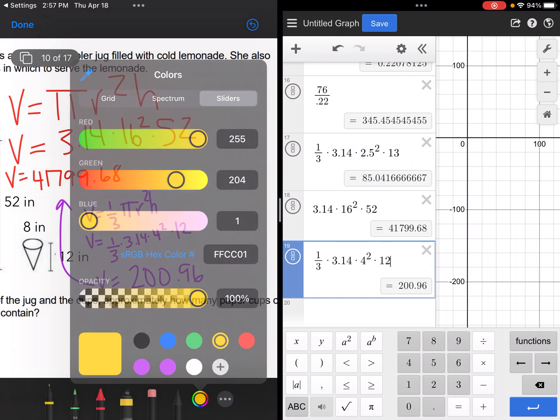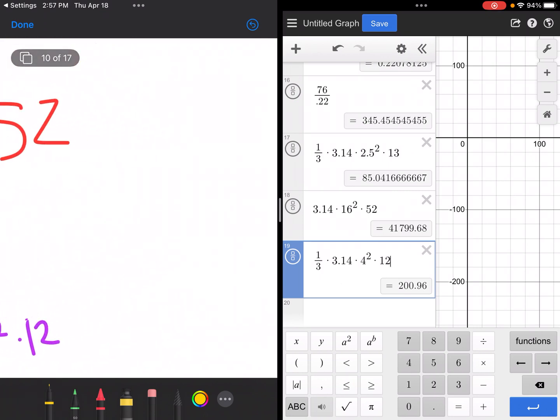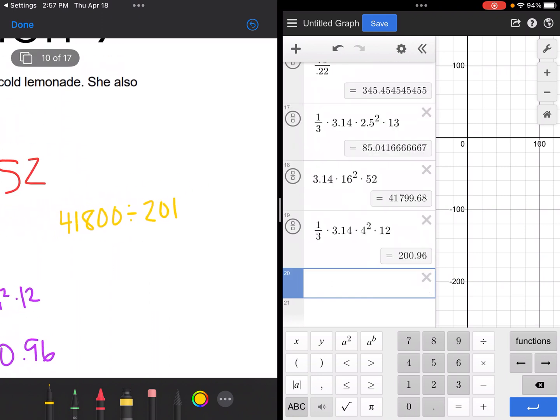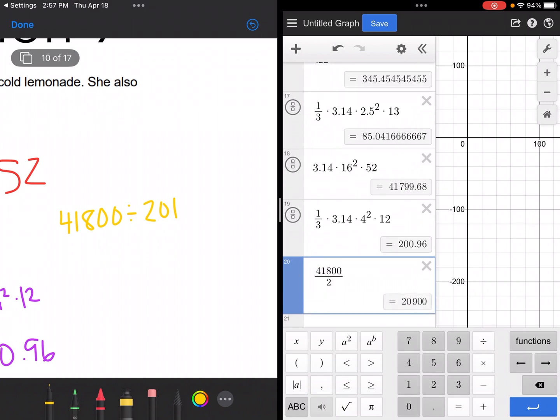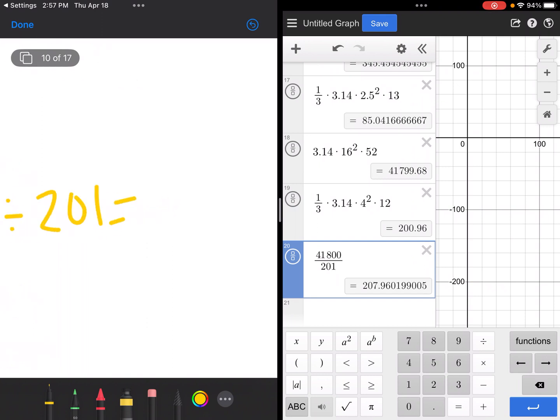All right, so I'm going to do 4,800 divided by 201. And I get 208 cups.